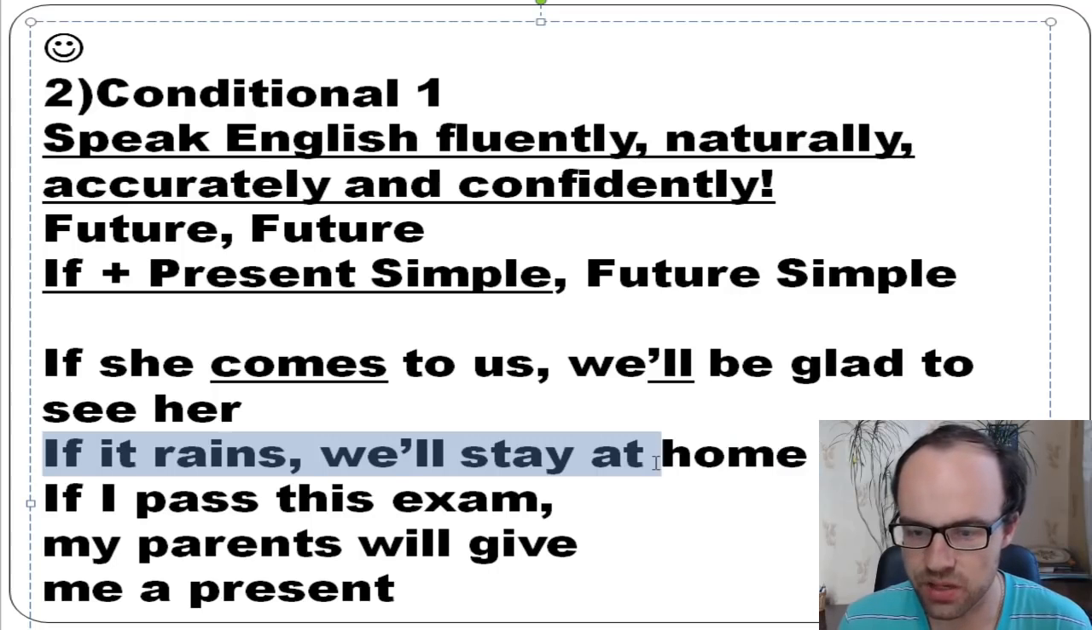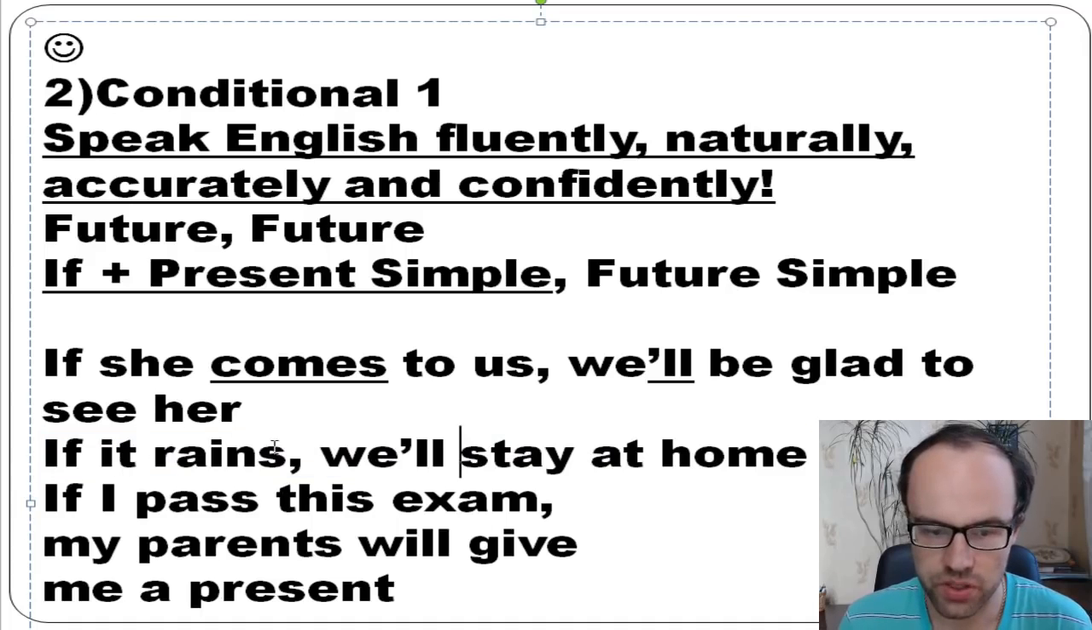It's the same situation, so we use present simple after if, yeah? Don't forget about s, please. If it rains, we'll stay at home, okay? So it's future simple, we'll stay at home.